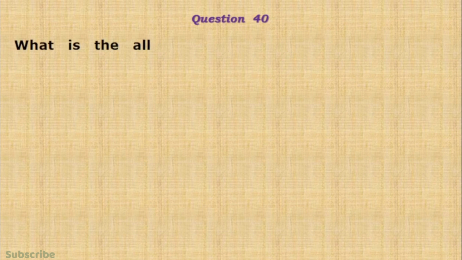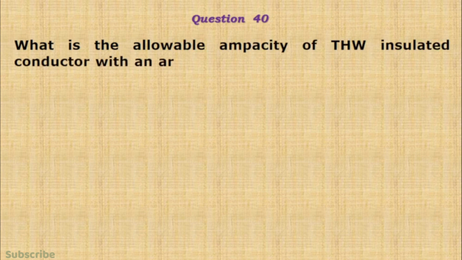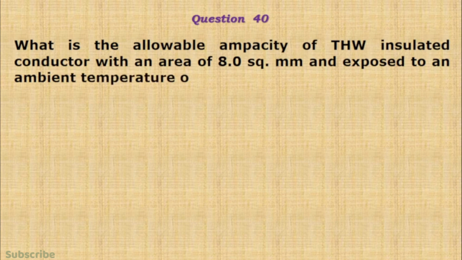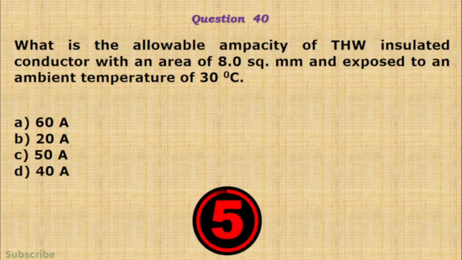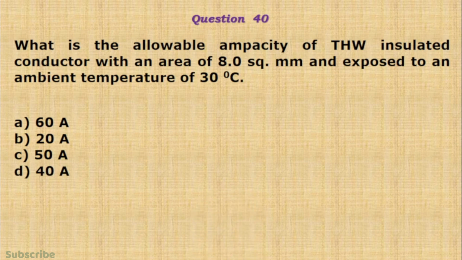Question number 40. What is the allowable ampacity of THW insulated conductor with an area of 8.0 square millimeter and exposed to an ambient temperature of 30 degrees C? A. 60 amperes. B. 20 amperes. C. 50 amperes. D. 40 amperes. The correct answer is letter C, 50 amperes.